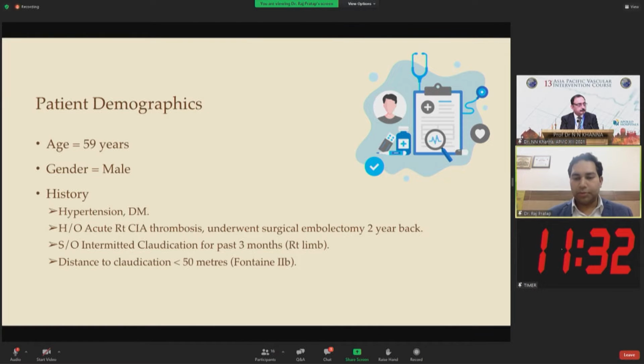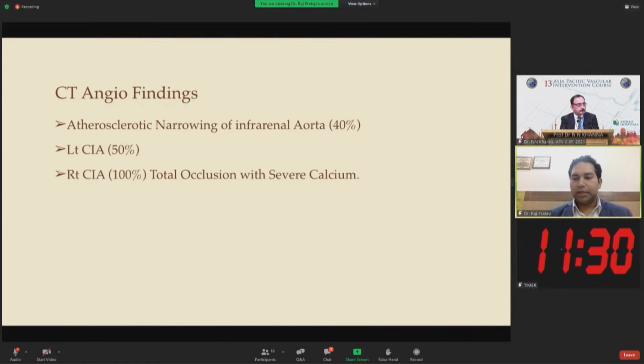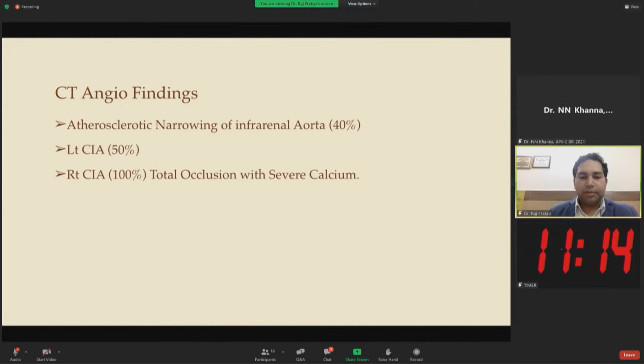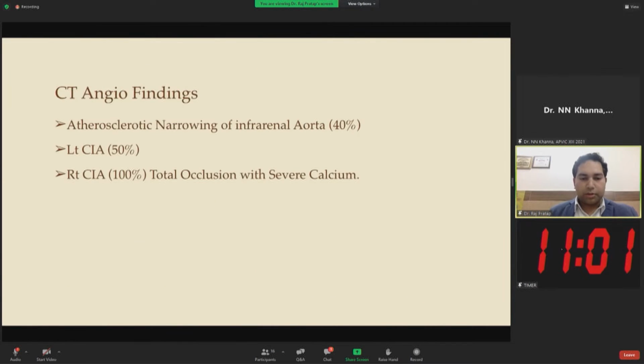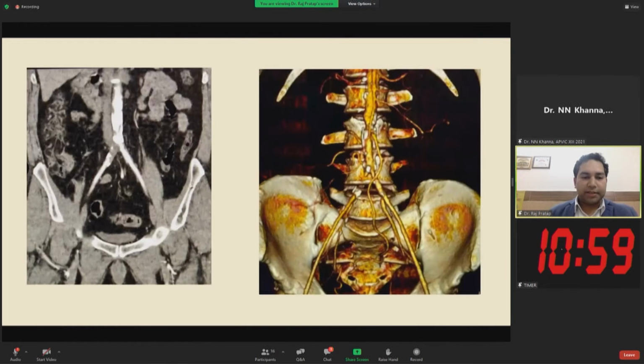So, Fontaine 2B. We did a Doppler study for this patient. It showed reduced velocities on the left side, as well as very much reduced velocities and suspicion of total block on the right. The CT angiogram revealed around 40% stenosis, atherosclerotic narrowing of the infrarenal aorta. The left common iliac was around 50% occluded, and there was total occlusion of the right common iliac. So these are the CT images.